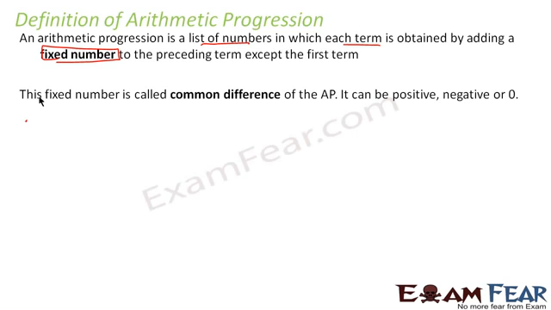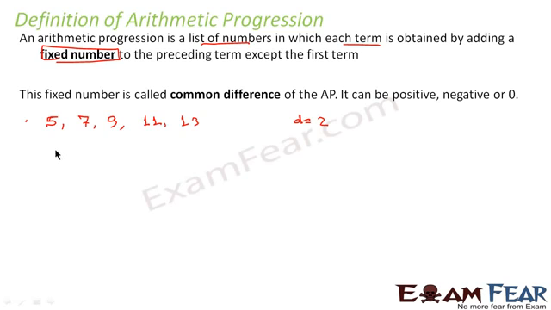For example, let the initial number be 5 and the common difference be 2. The next number will be 5 plus 2, that is 7. The next number will be 7 plus 2, that is 9. The next number will be 9 plus 2, that is 11. Next will be 11 plus 2, 13.